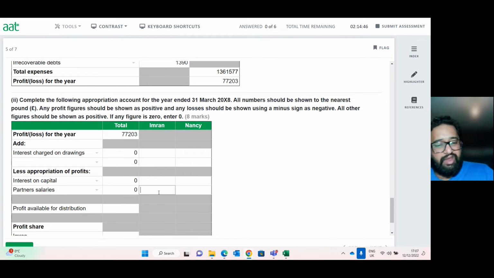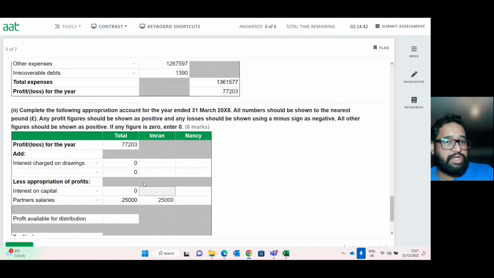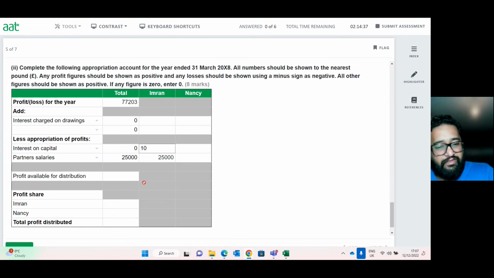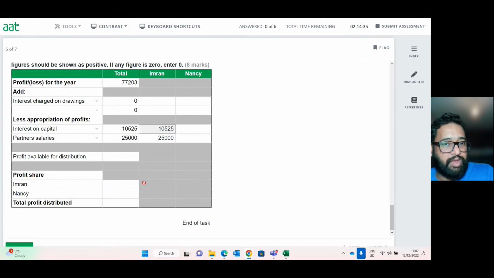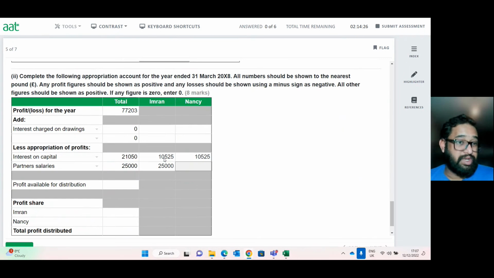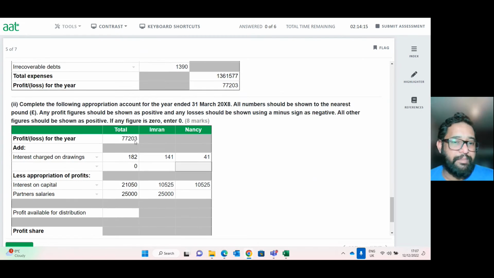So Imran takes £25,000 salary, it gets taken away. And then interest on capital for both partners comes out as £10,525 for each of them. So 10,525 gets added on here for both, and also taken away from both. And the interest charged on their drawings, £141 and £41, so it is £182, has been added back from there.